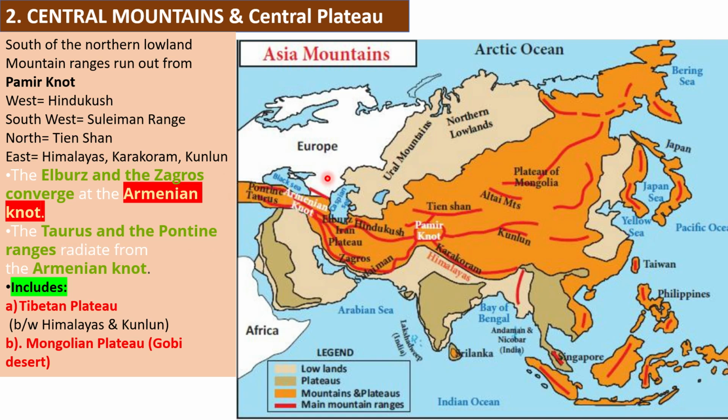The Central Mountain and Central Plateau region also includes the Tibetan Plateau, which lies between the Himalaya and the Kunlun range. This is the Kunlun range, and this is the Himalaya. These are the Himalaya mountain ranges, and the region between these two ranges is the Tibetan Plateau. The Mongolian Plateau is also included in the Central Mountain and Central Plateau region, which is orange in color, and these lines are different mountain ranges.